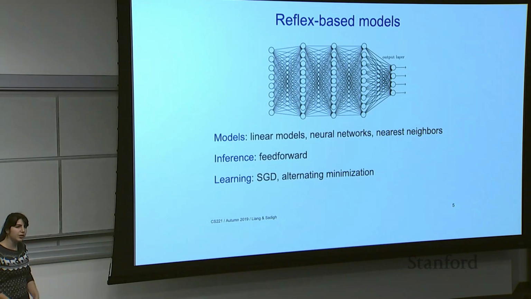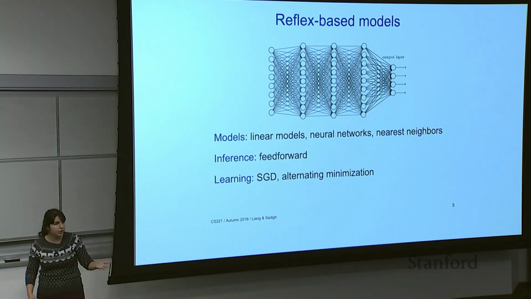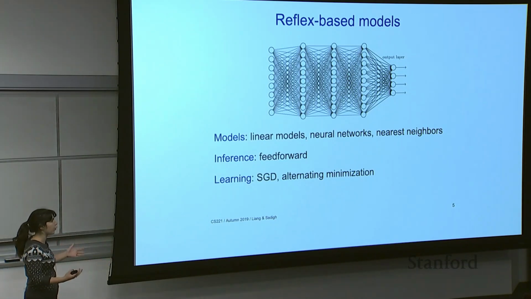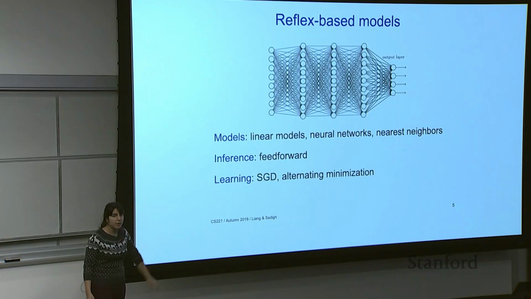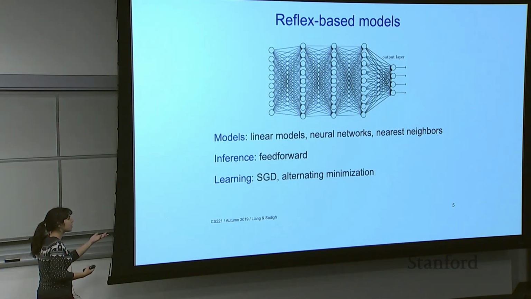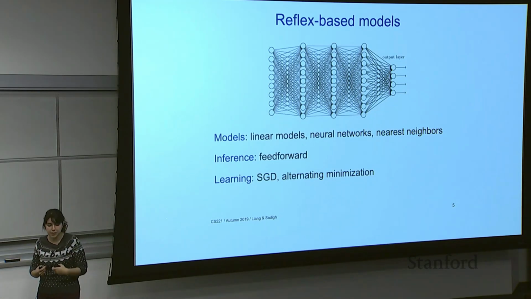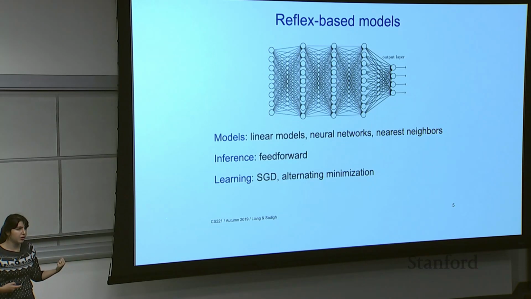And what was inference? Well, inference was pretty easy when it came to these things, right? Inference was just a feed-forward run of your model, and that would give you the output. So we weren't doing that much hard work when it came to inference. And in terms of learning, well, we looked at stochastic gradient descent. We looked at other things like alternating minimization as a way of learning these models. Okay, so that was reflex-based models.